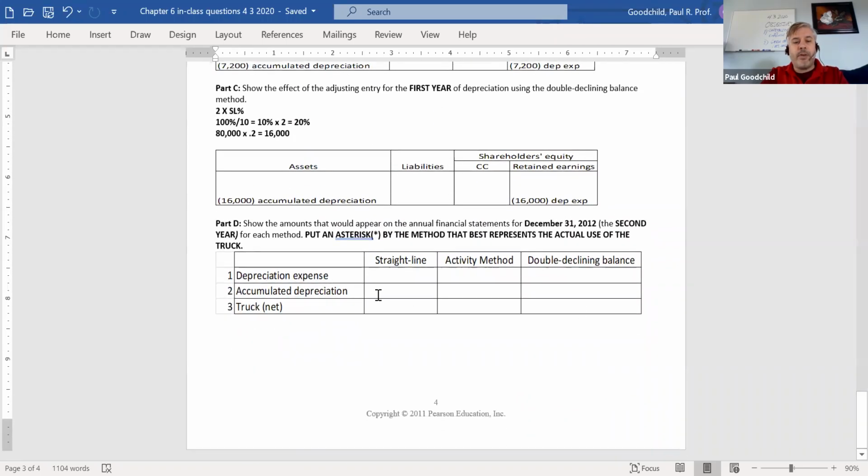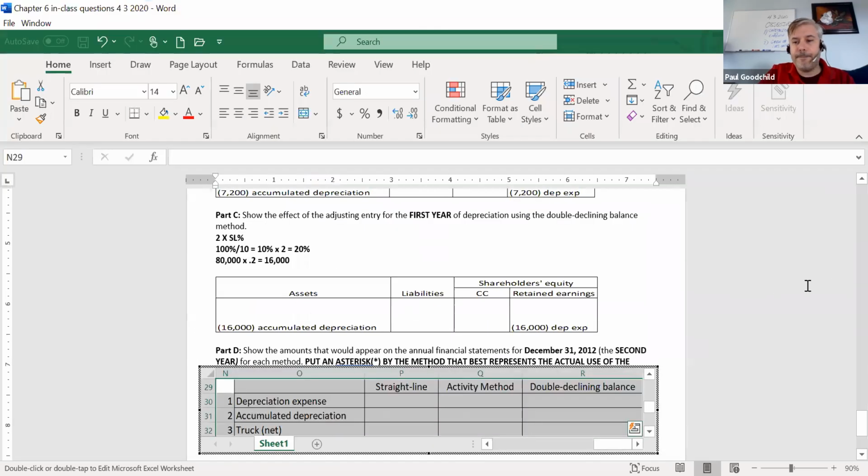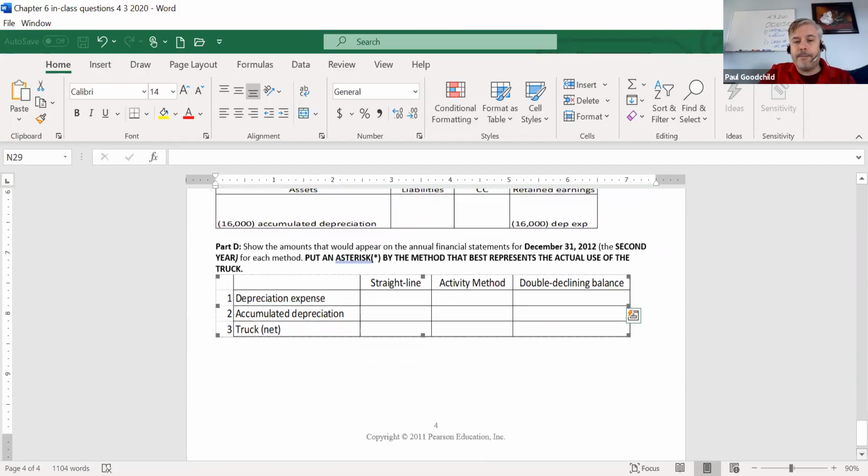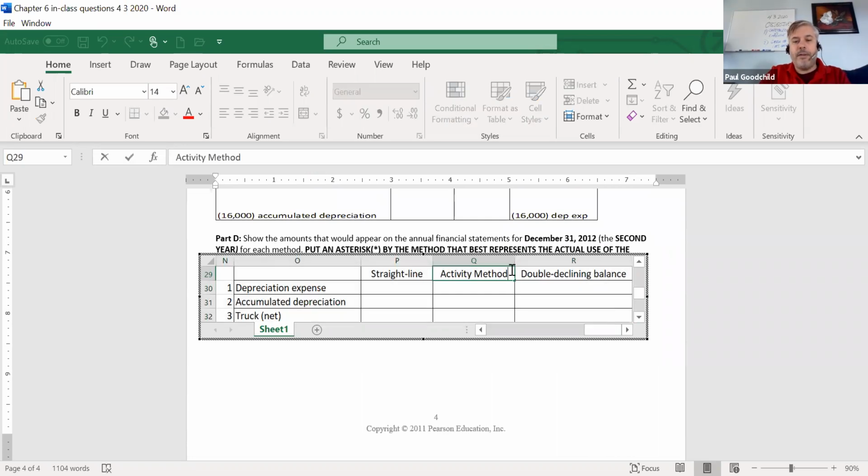All right. So the question says next, show the amounts that would appear in the financial statements for the second year for each method. Put an asterisk by the method that best represents the actual use of the truck. So it's pretty straightforward. Just give me 1 second here for this to pop up. It's an embedded Excel file, which is nice here for the math. I'll show you in a second. The activity method is, of course, the one that most represents the actual use of the machine.